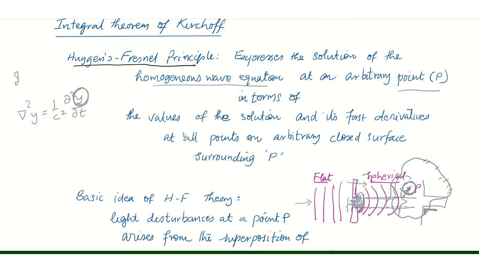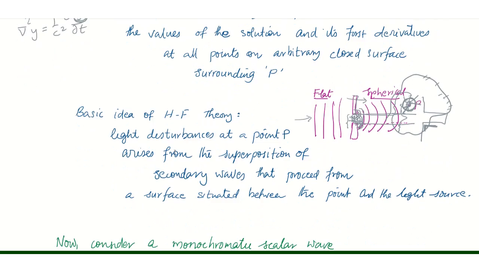Ideally, the surface will act like secondary sources, and those electric fields will interfere and superimpose and will produce a certain intensity at this point P. That's what it says. The basic idea of Huygens-Fresnel theory is that the light disturbance at point P arises from the superposition of secondary waves that proceed from a surface situated between the point and the light source.